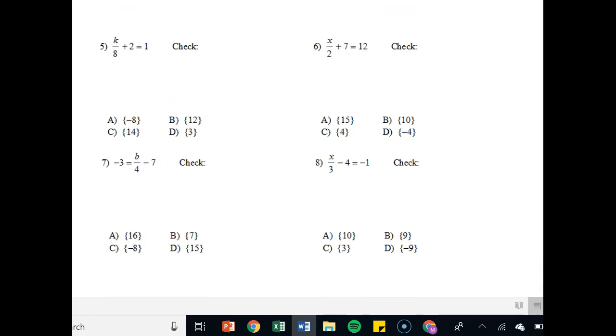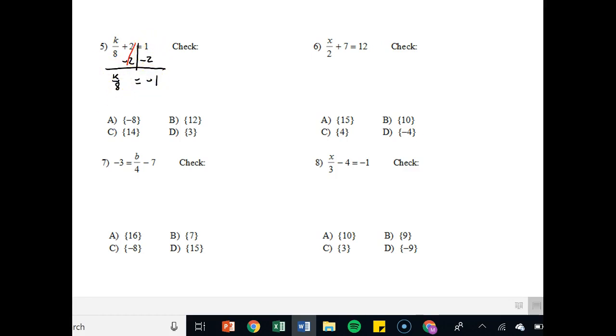Skip on down to number 5. So I've got k over 8 plus 2 equals 1. Draw your scales of justice. I'm going to see adding 2, so I'll subtract 2 from both sides. Cancel out because that's 0. It's exactly what I want it to become. K over 8 gets dropped down is equal to 1 minus 2 is negative 1.